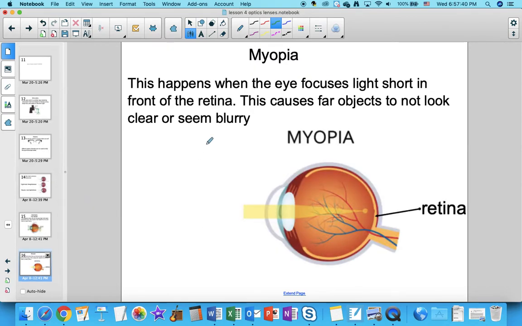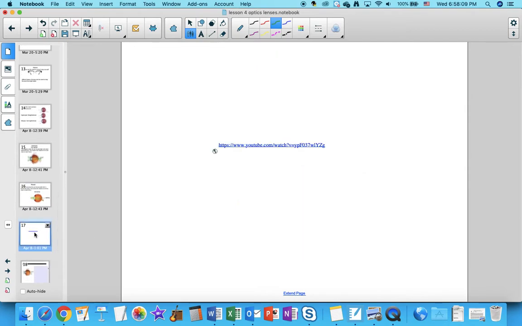Myopia, well, this happens when light focuses too short in front of the retina, or the back part of the eye, right? So light, based again on whether or not the eye is shaped correctly or if the lens is shaped correctly, is being focused just short of the retina, and so the light will then scatter again and create a blurry image if something isn't close enough. This video will also talk about myopia and hyperopia in more detail, as well as use more visual aid to help you understand the differences between them.